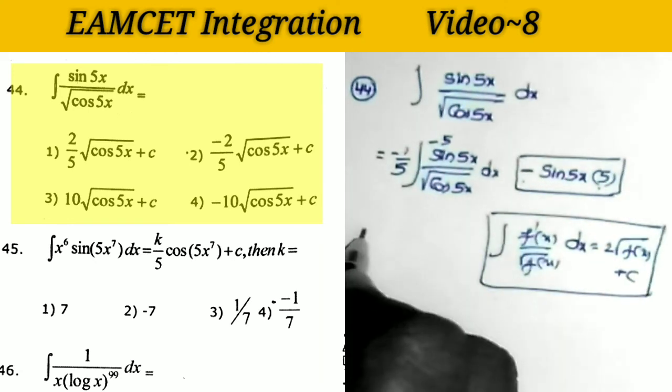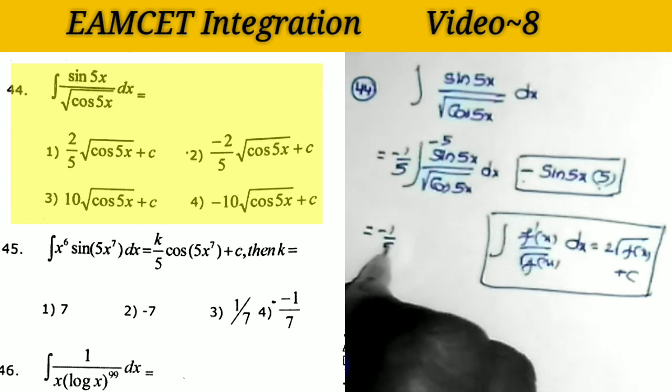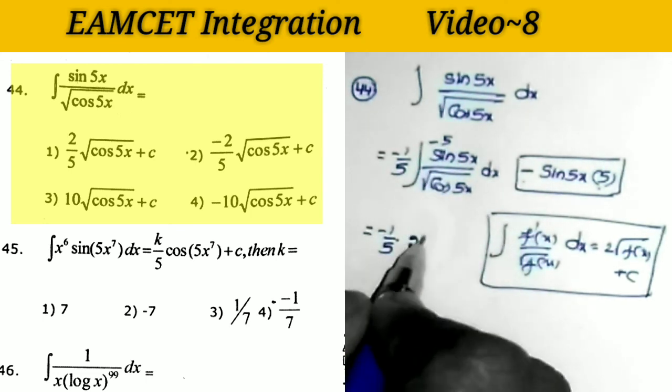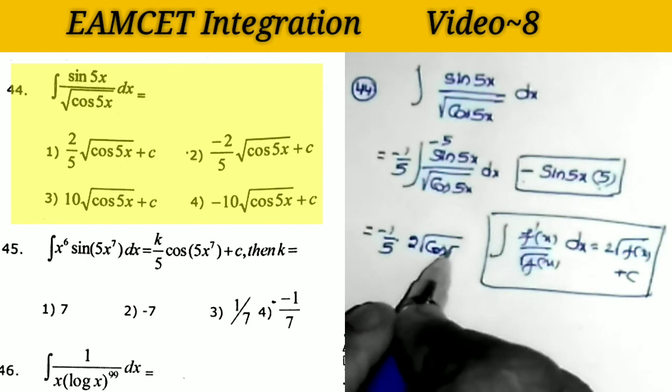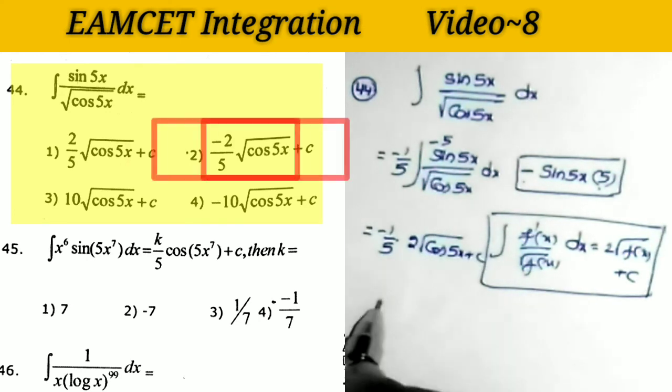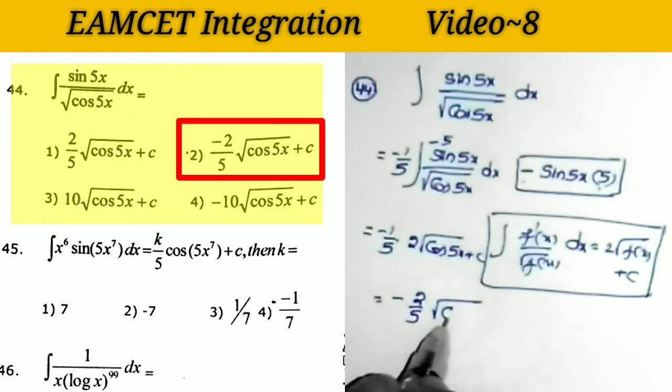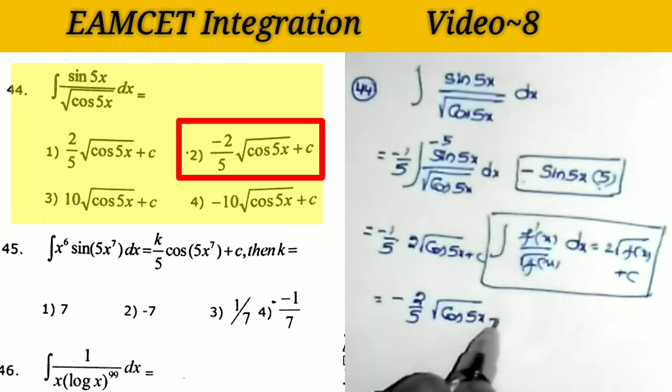Now applying that formula, this is minus 1 by 5 into f dash of x by root f of x, that is 2 root f of x. What is f of x here? Cos 5x. So the answer is equal to minus 2 by 5 into root cos 5x plus c. That's all, which is the second option.